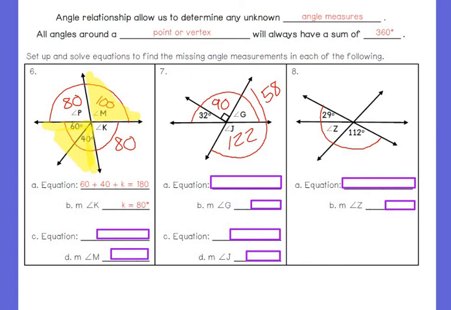So what is my equation here then, Nathan? 112 plus 29 equals Z. No, 112 plus 29 plus Z equals 180. Then solving for Z, I would subtract 180 minus 112 minus 29, and what does Z equal? 39. And that's the only angle they wanted me to find.